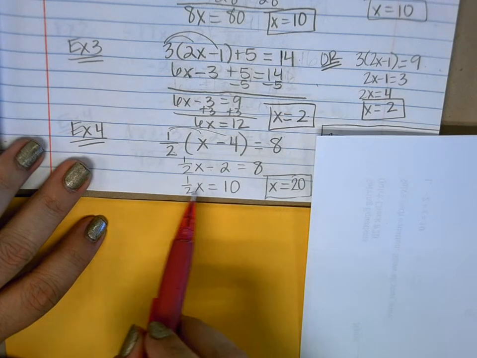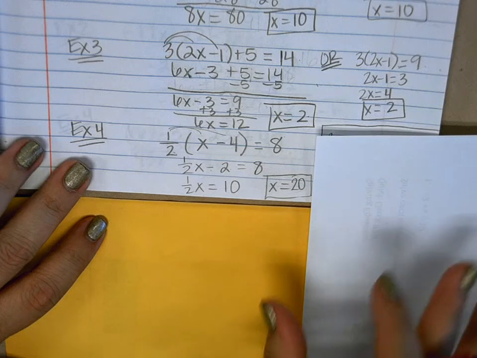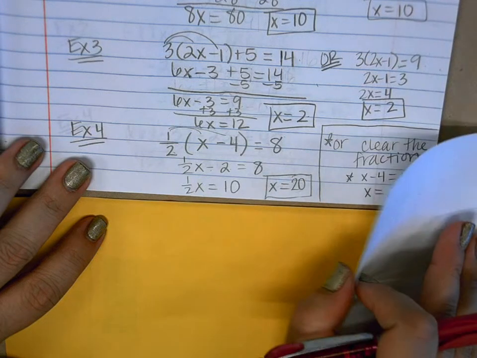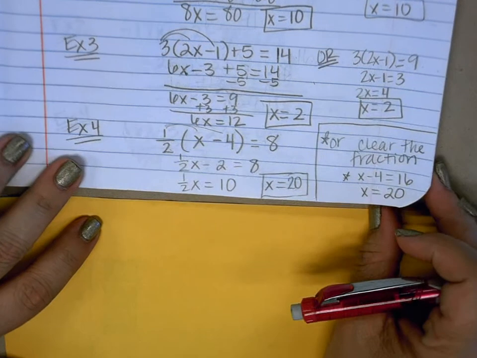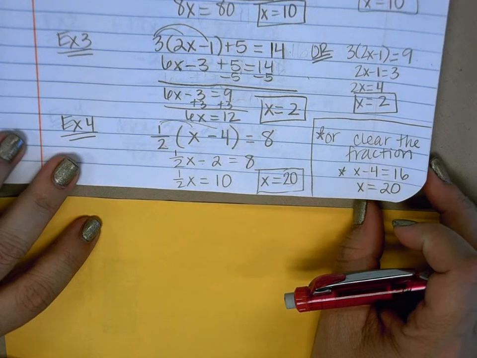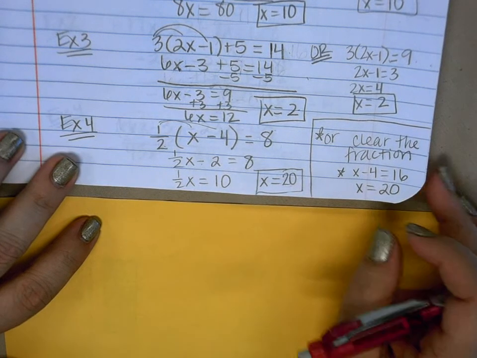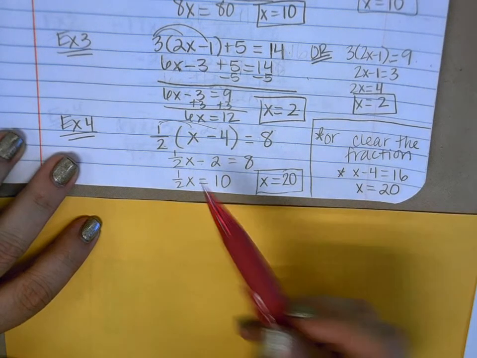And then 1/2 x equals 10, x equals 20. That looks ugly. Here's the shortcut way. I put a box around it so you can remember. It's called clearing the fraction. That's what we say in math, right? Clearing the fraction. So we just multiply by 2.